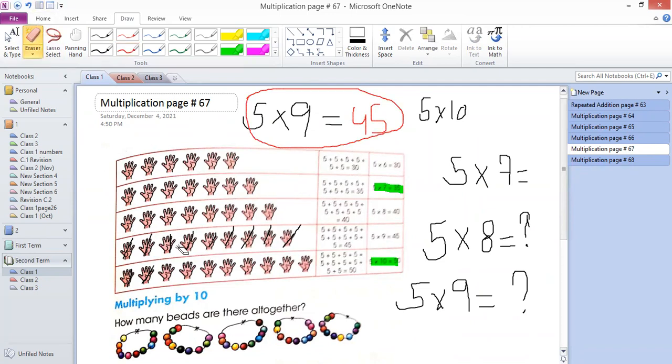Same here, guys. If you count, there will be 10 hands. 1, 2, 3, 4, 5, 6, 7, 8, 9, and 10. Each hand has 5 fingers. So you will multiply 5 by 10. When you add 5 10 times, the answer you will get will be 50. So 10 times 5 is equals to 50.